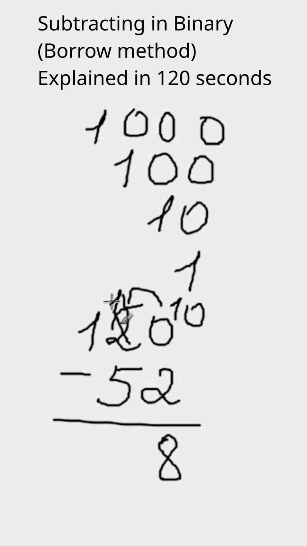Next, we cannot subtract 5 from 1. We're going to take 1 from the neighbor. And again, we're getting 10 in return, because 100 can hold 10 tenths. Now, 11 minus 5 is equal to 6.